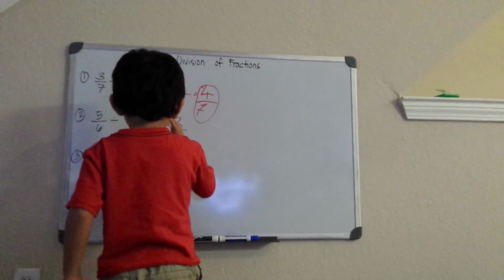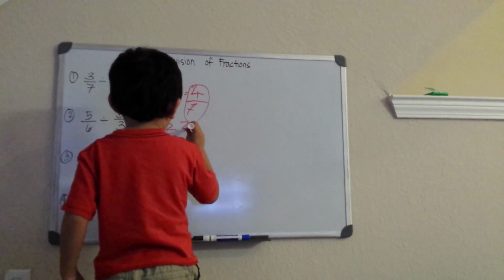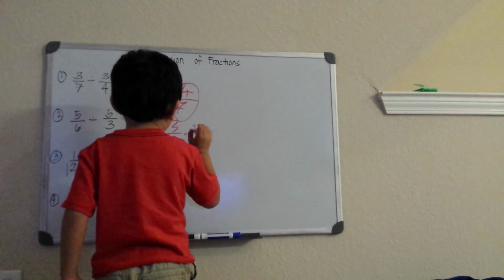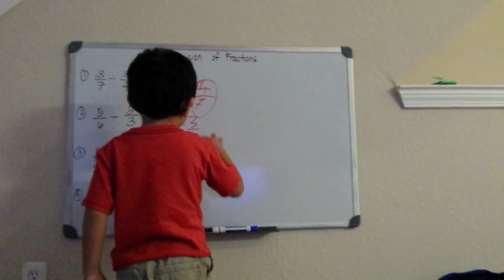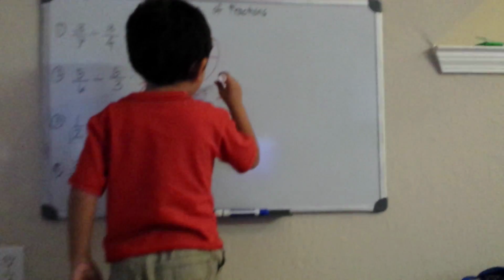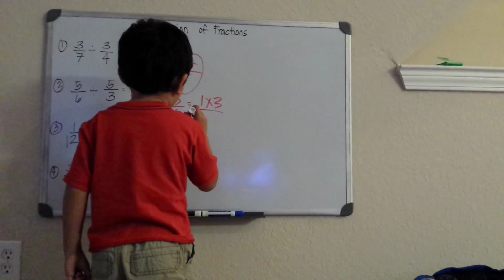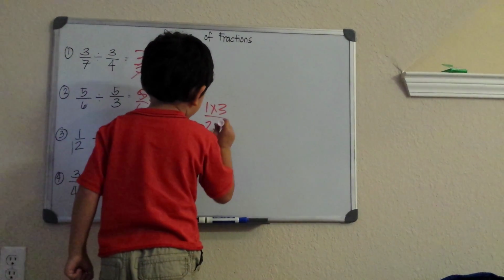Okay, I see the same 5, can't do it. But this is 3/6. Okay. 3 is a prime number, 1 times itself. 6 can be factored into 2 times 3.